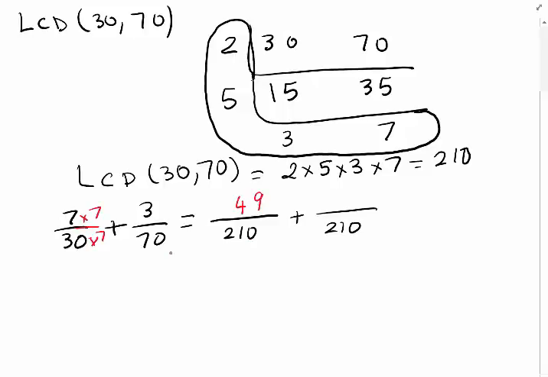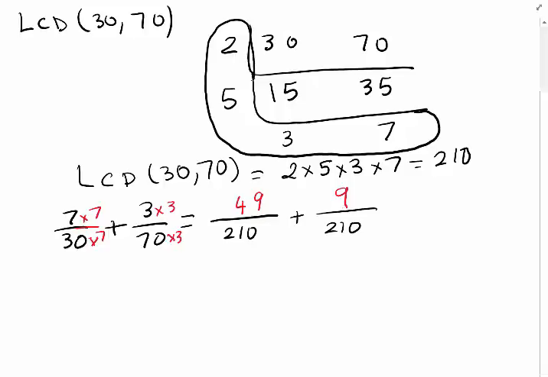Let's look at 70. 70 times what will give me 210? 70 times 3. That's 210. Whatever you do in the denominator, you must do in the numerator, so the fraction does not change. 3 times 3 is 9. Now notice, I have two fractions that have the same denominator. As I mentioned earlier, if you have two fractions that have the same denominator, you can simply add up the numerators and you will get your answer.